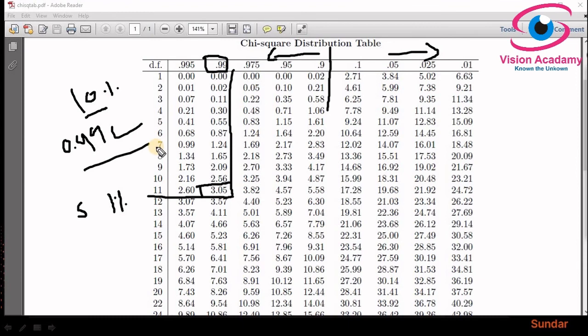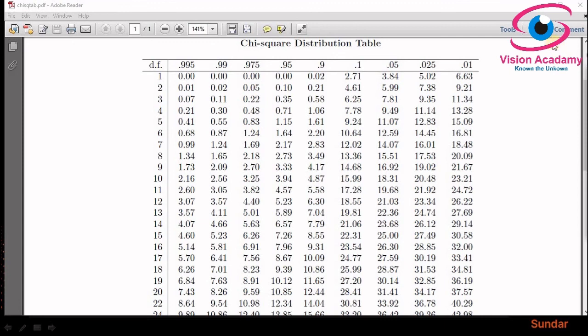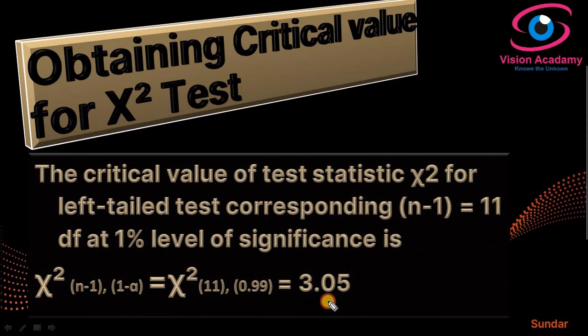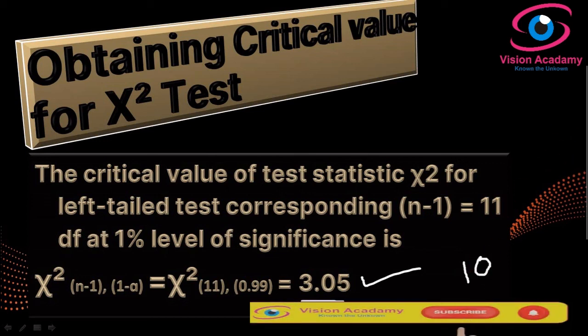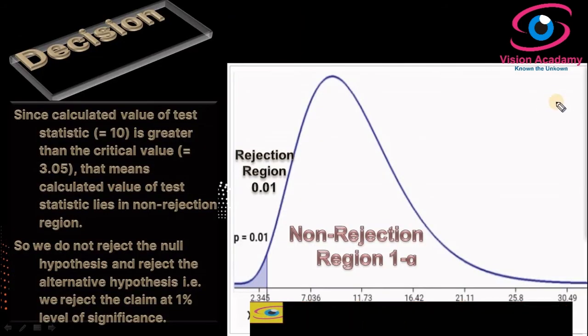So here in the chi-square test I am using confidence interval instead of level of significance, so we also obtained a confidence interval. Now let us go for taking a decision by comparing the critical value at the confidence interval with the test statistic. As I showed you, our critical value for 11 degrees of freedom at 99% confidence interval is 3.05, and our test statistic is 10. Then let us take a decision for the chi-square test.